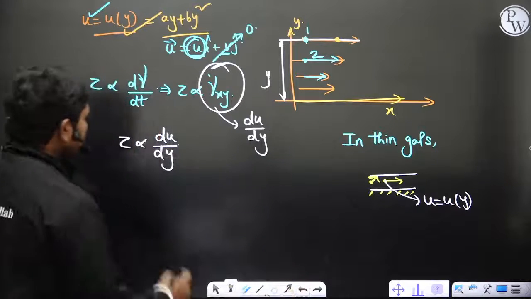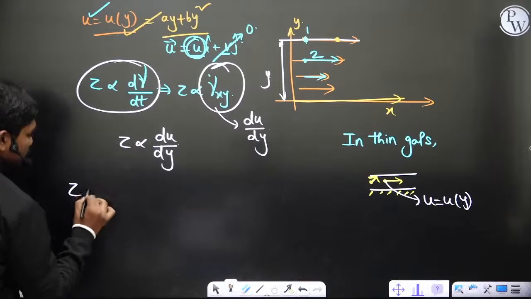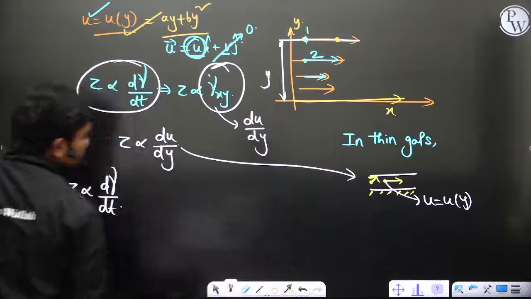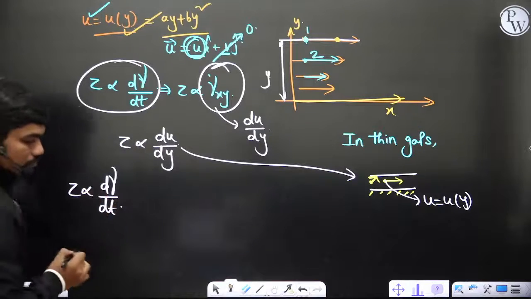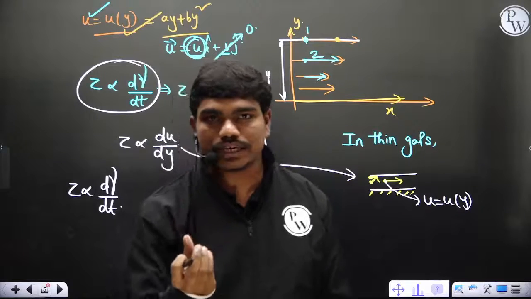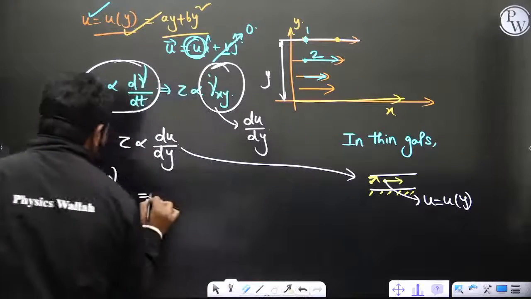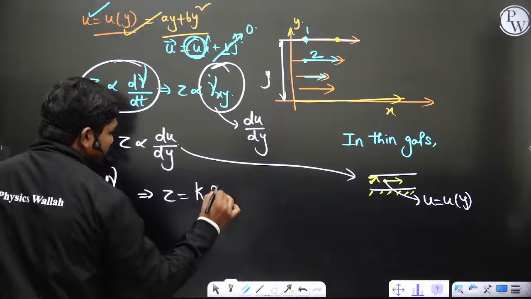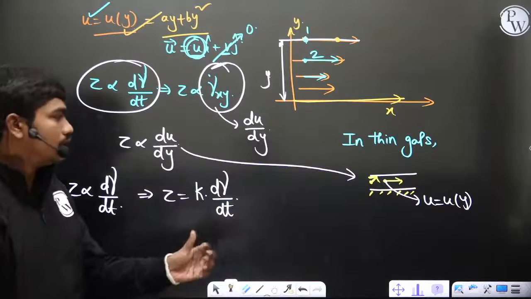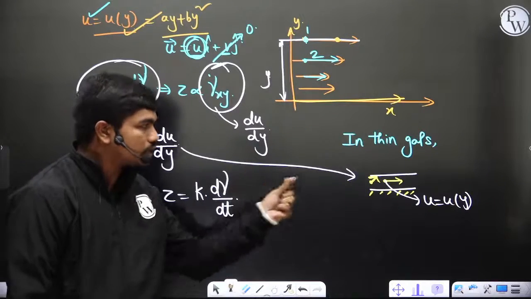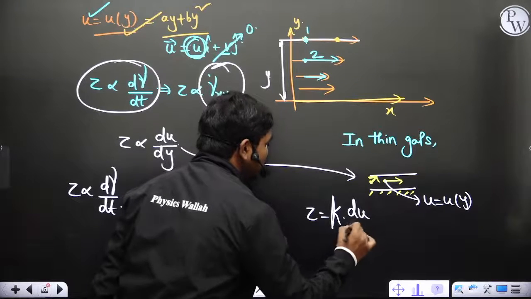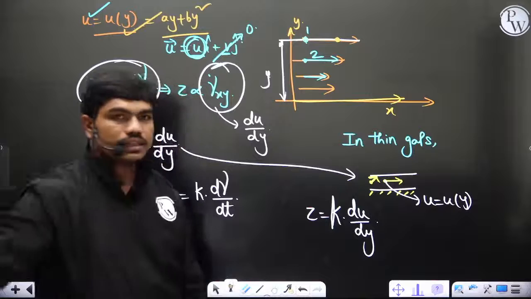Now tell me one thing, we know that tau is proportional to d gamma by dt. Since there is a proportionality symbol, to make it an equation, we should keep a proportionality constant, yes or no? So let us say tau is equal to k into d gamma by dt, okay? Or to make the explanation clear on a small scale, let us suppose tau is equal to some constant k into du by dy, okay? This is what you have.